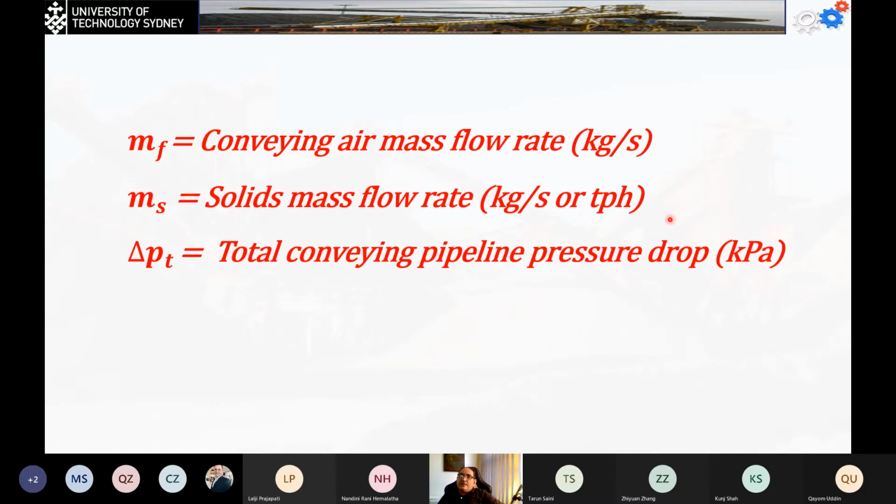The MF is the conveying air mass flow rate in kilogram per second. The MS is the solid mass flow rate in kilogram per second or ton per hour. Delta PT is the total conveying pipeline pressure drop in kilopascal.